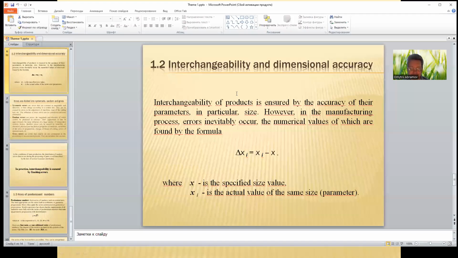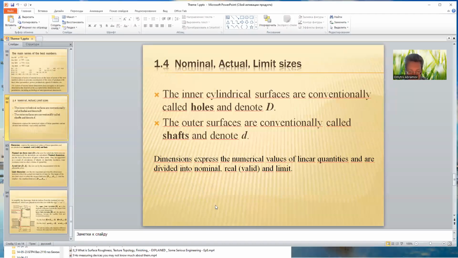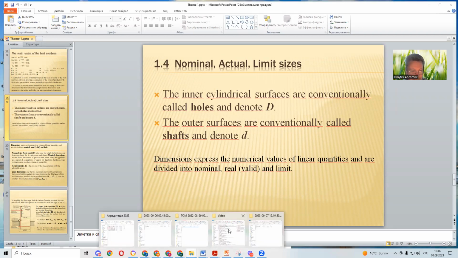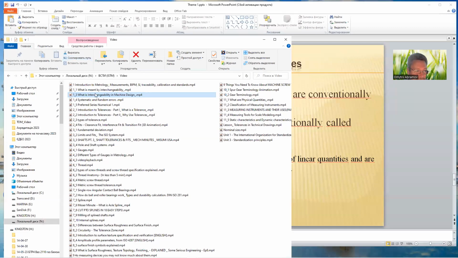And 1.4. Next item: nominal, actual, limit sizes. Before we start this item of our lecture, I want to show you another video. Video number 4.